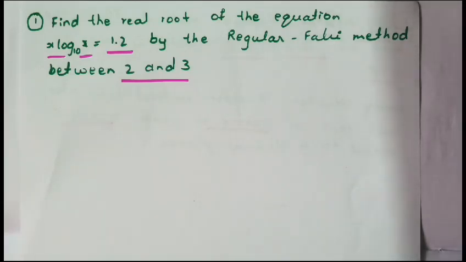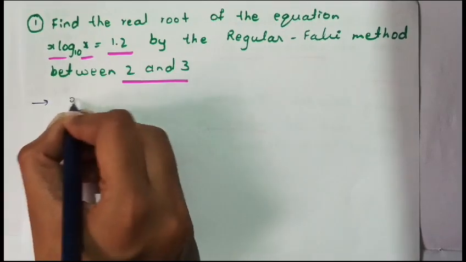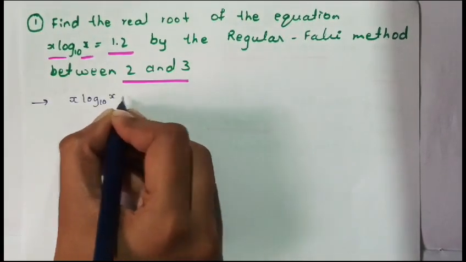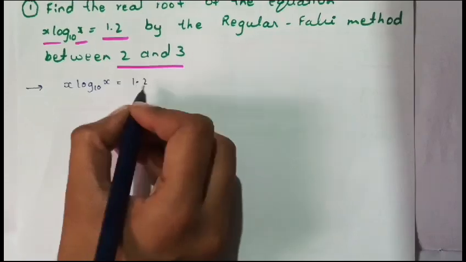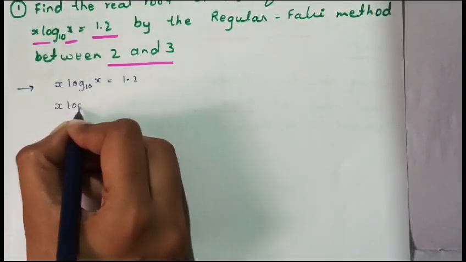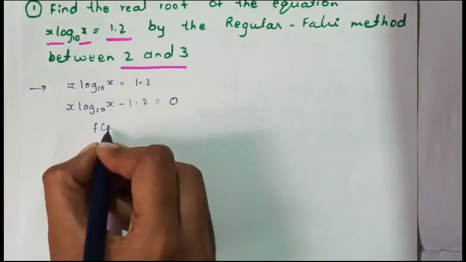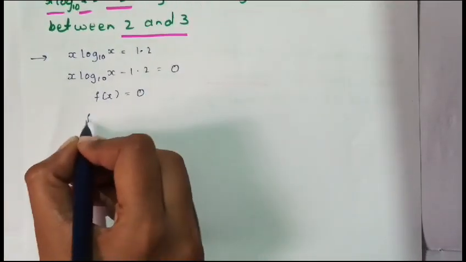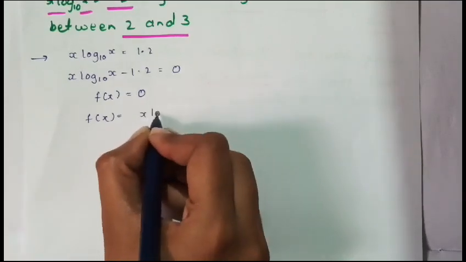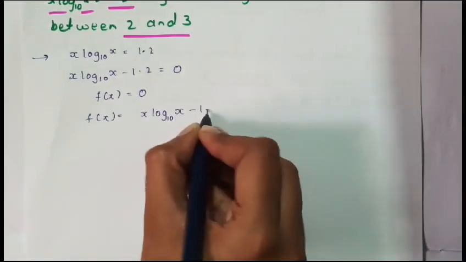2 and 3. To solve this, let us consider x log10 x = 1 by 2. Transpose the 1 by 2 to the left side, which gives x log10 x minus 1 by 2 equals 0, which is f of x equals 0. Then f of x is equal to x log to the base 10 of x minus 1 by 2.